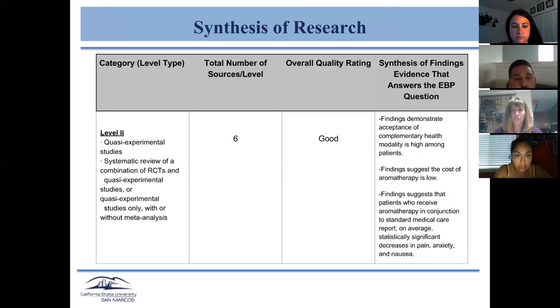Next slide. Level 2 is considered a quasi-experimental study, systematic review of a combination of RCTs and quasi-experimental studies, or quasi-experimental studies only with or without meta-analysis. We had a total number of 6 sources at this level, and the overall quality rating of these articles were considered good. The findings demonstrate acceptance of complementary health modality is high among patients. Findings suggest the cost of aromatherapy is low, and findings suggest that patients who receive aromatherapy in conjunction with standard medical care report, on average, statistically significant decreases in pain, anxiety, and nausea.